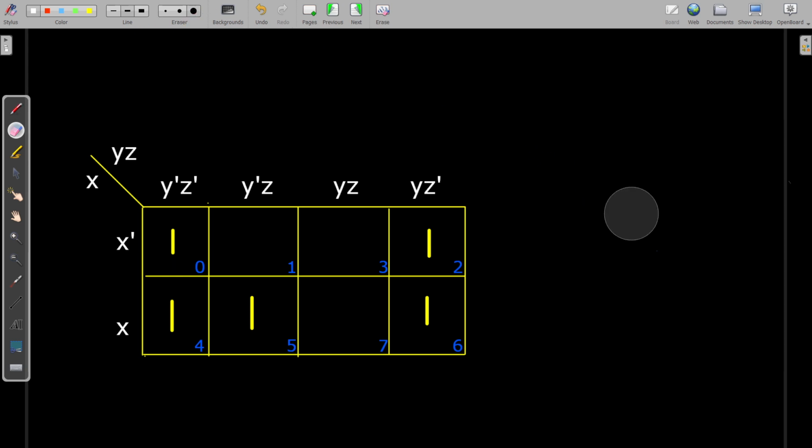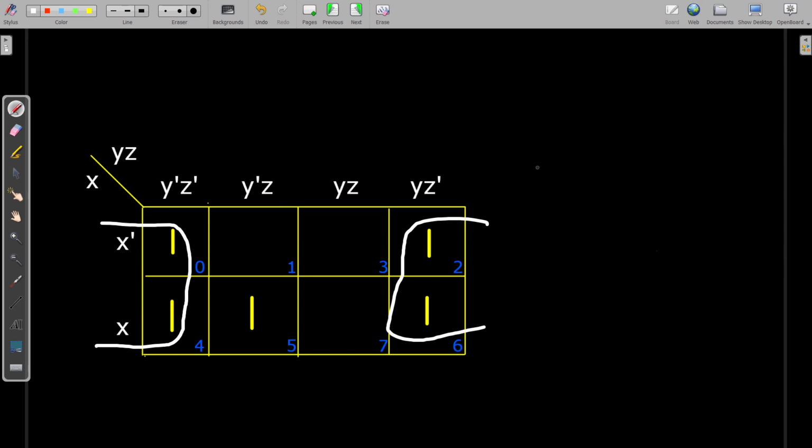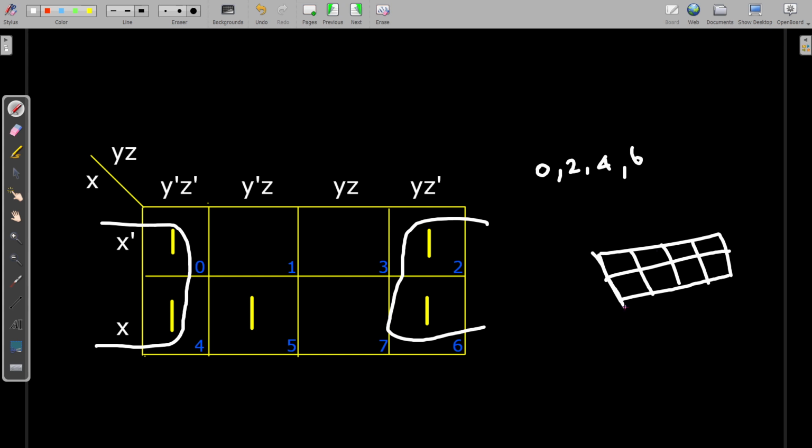First we look for 8 ones. Here there is no such case, so we look for 4 adjacent ones, and here we have 4 ones. How to form this? These ones along with these ones form the 4 adjacent ones. That means the cells 0, 2, 4, 6 are adjacent. Even though you have a sheet-like K-map, we have to assume that this edge and this edge meet up when you fold, so that these cells become adjacent cells.